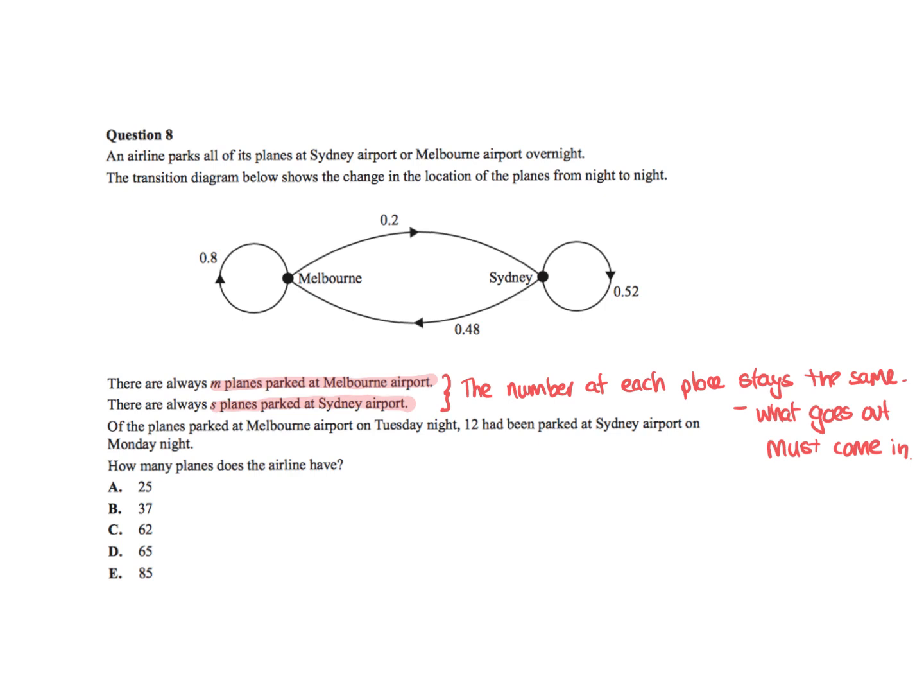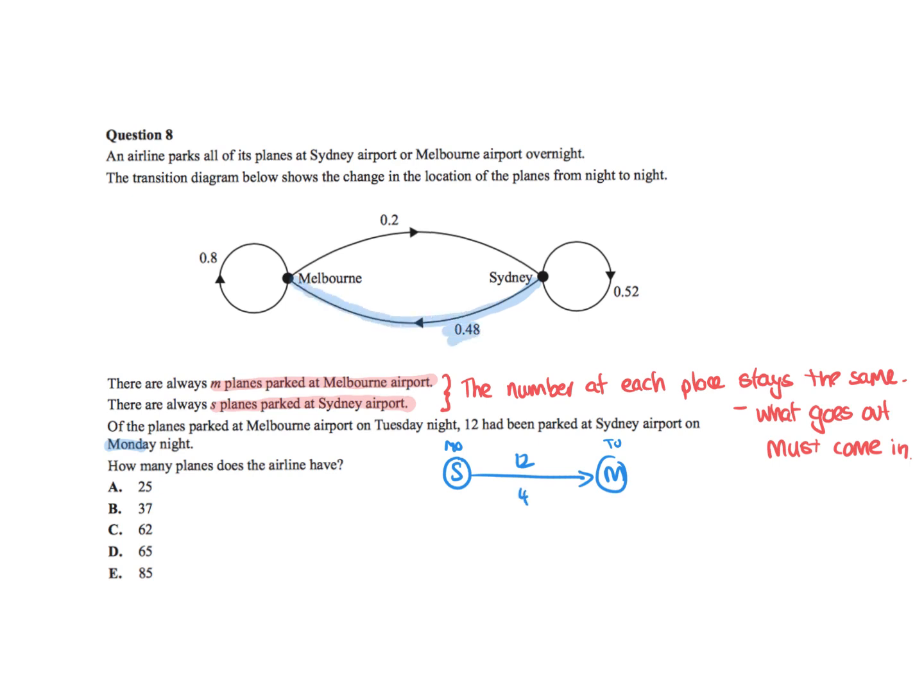Because it says of the planes parked at Melbourne Airport on Tuesday night, 12 had been parked at Sydney on Monday night. So it was Sydney first. If you think you went from Sydney on Monday, and then it went to Melbourne. So they said Sydney to Melbourne, and that was 12. So if we follow the arrow here, Sydney to Melbourne was 48%.